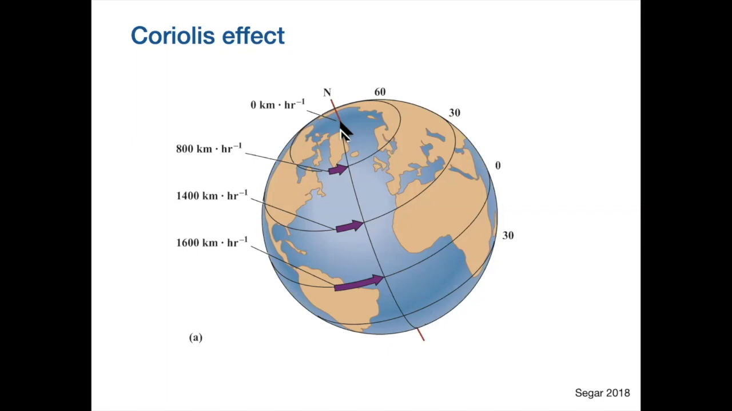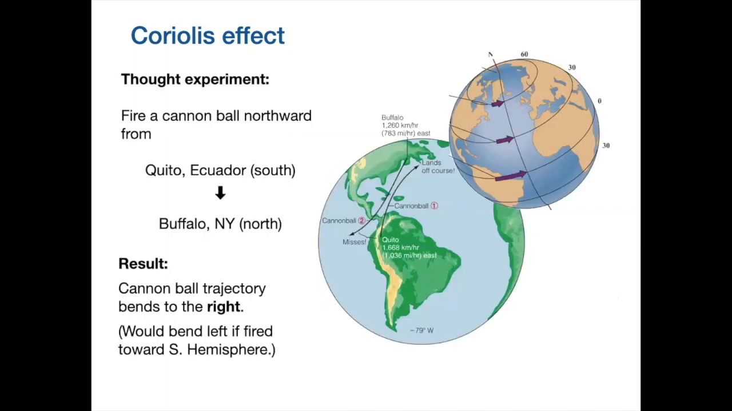So in 24 hours, if you're standing exactly on the North Pole, it takes you 24 hours just to turn around 360 degrees. So how does this play into our thought experiment? Well, let's imagine that you were firing a cannonball or a big paper dart or something up from Quito, firing it directly north, planning to get it to Buffalo, New York.